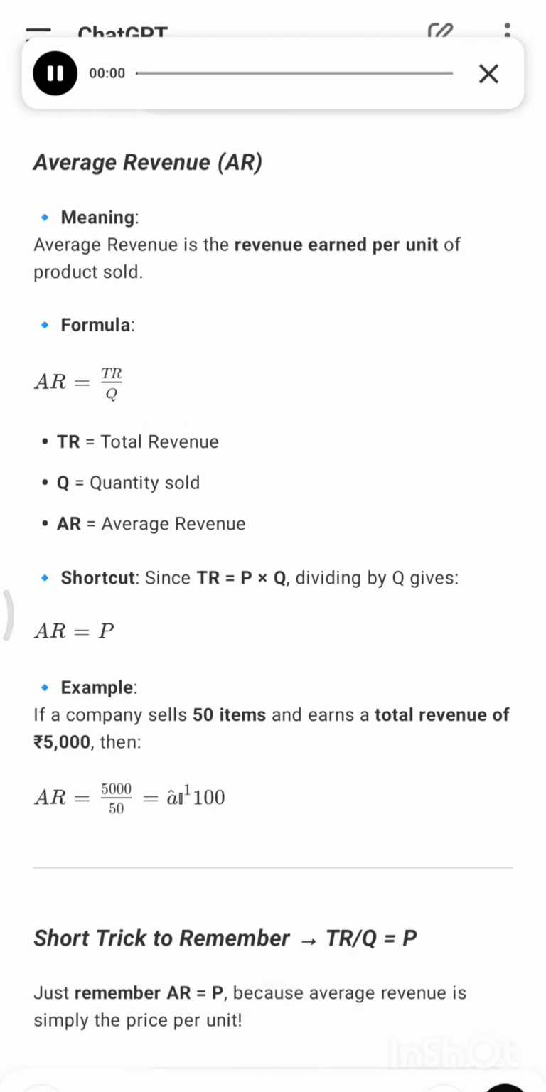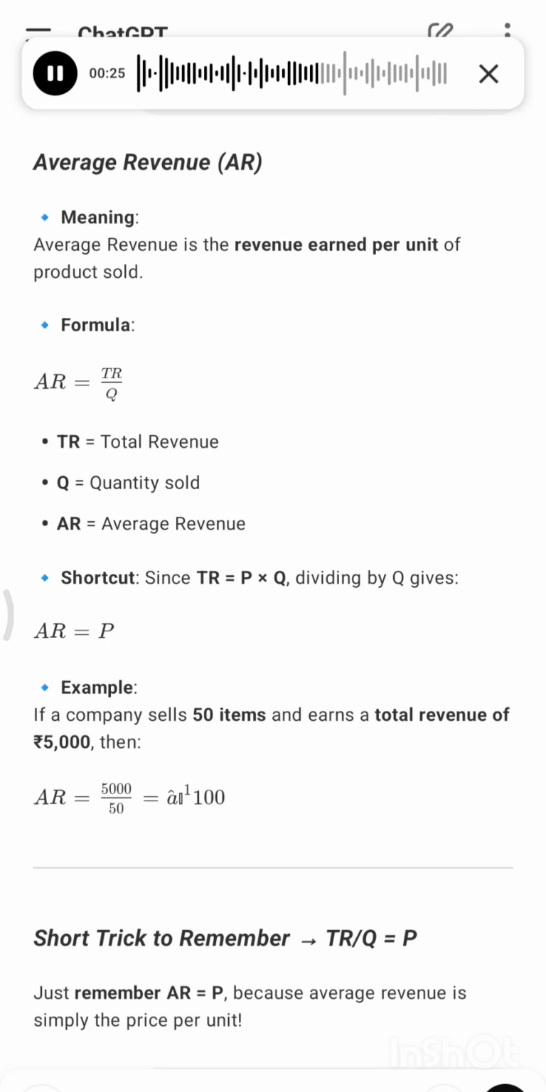Average revenue, AR, means the revenue earned per unit of product sold. Formula: AR equals TR over Q, where TR equals total revenue, Q equals quantity sold, AR equals average revenue. Shortcut: since TR equals P times Q, dividing by Q gives AR equals P. So average revenue is the same as price per unit.